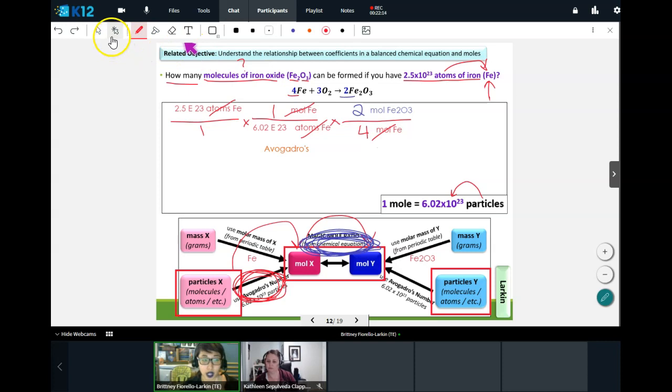I'm now at moles of iron oxide. Is that what I'm solving for? Take a look at our question. Am I solving for moles of iron oxide? No, moles and molecules are different. I'm not where I need to be yet. We need to keep on going. So here we go, keep on going. I need to get rid of moles of iron oxide. I'm going to put it on the bottom in the next spot. Moles of Fe2O3 on the bottom here.